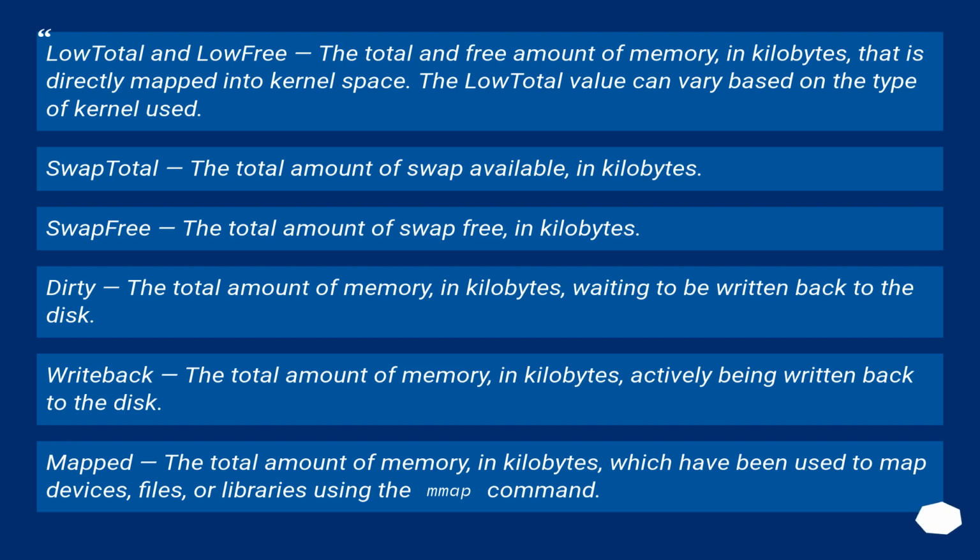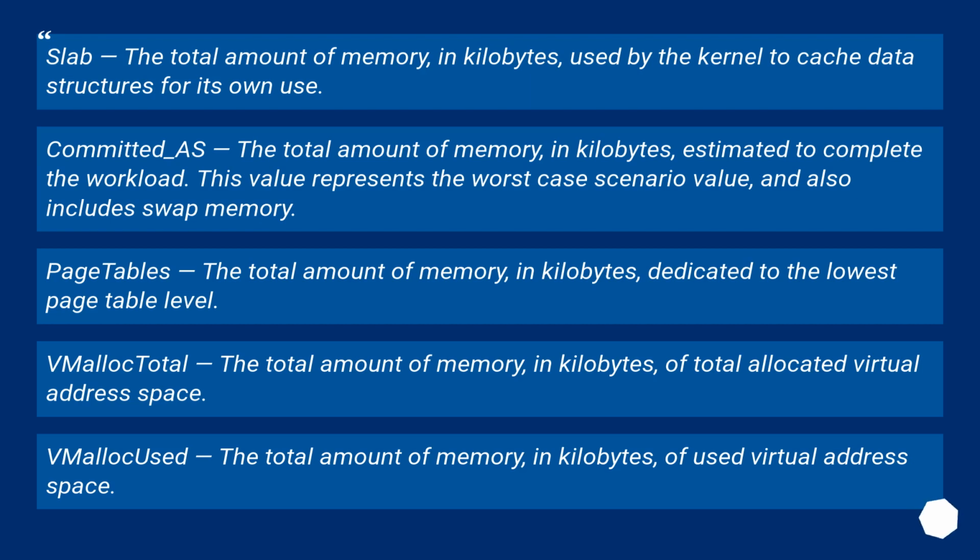Dirty, the total amount of memory, in kilobytes, waiting to be written back to the disk. Writeback, the total amount of memory, in kilobytes, actively being written back to the disk. Mapped, the total amount of memory, in kilobytes, which have been used to map devices, files, or libraries using the mmap command. Slab, the total amount of memory, in kilobytes, used by the kernel to cache data structures for its own use.